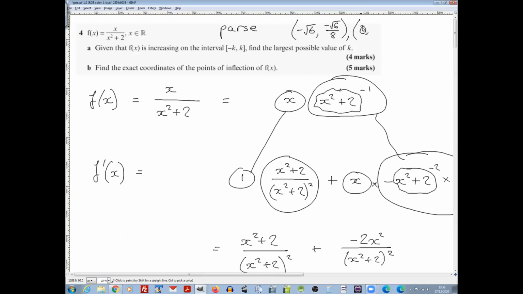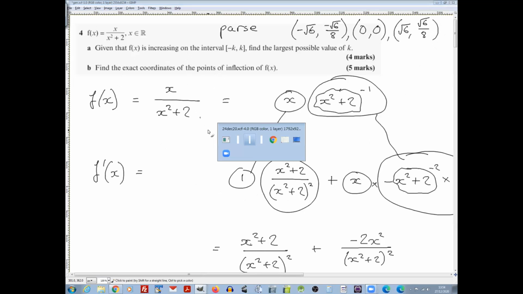Okay. And when x is 0, y will be equal to 0. And when x is root 6, it will be root 6 over 8. Right. And there's that. Pretty typical application. Really good.